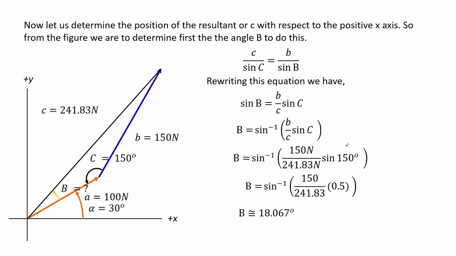To determine the position or angle of vector C, we first determine the angle B, which is the angle between vector A and vector C, using one of the sine law functions, which we rewrite to solve for the angle B. The angle B is solved to be about 18.067 degrees.